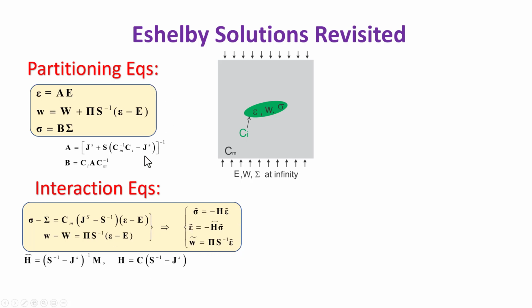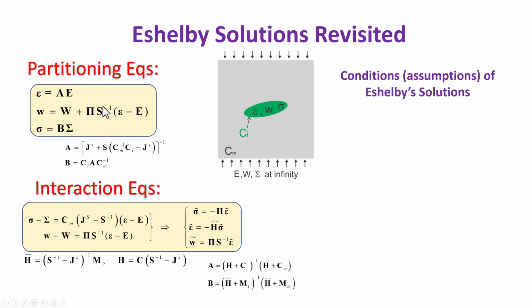So the partitioning equations and interaction equations are equivalent. Using these newly introduced tensors, the strain rate partitioning tensor and the stress partitioning tensor can be written in these expressions. They are both succinct and parallel in form.